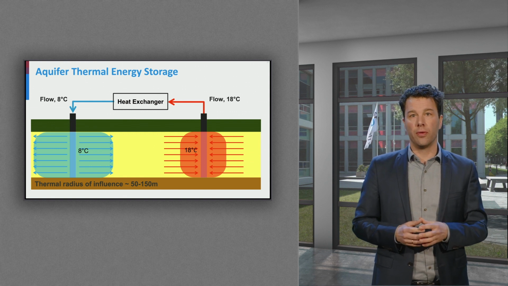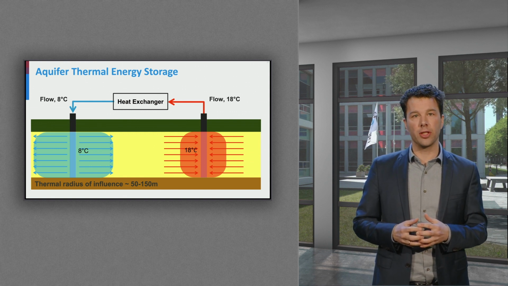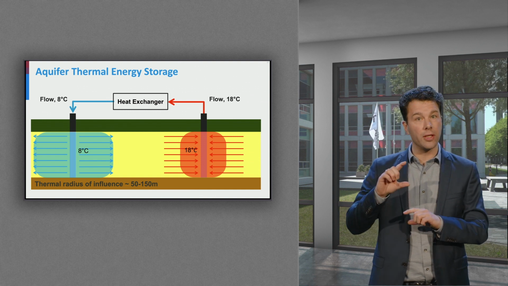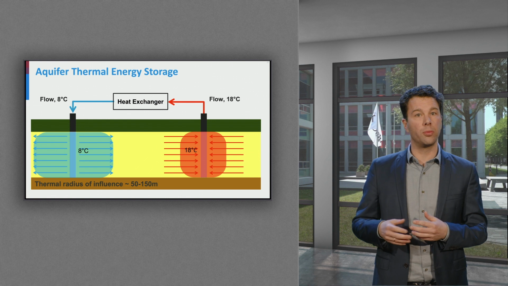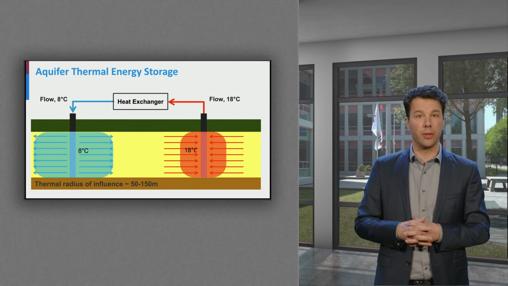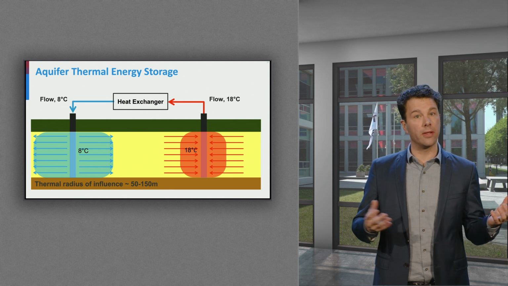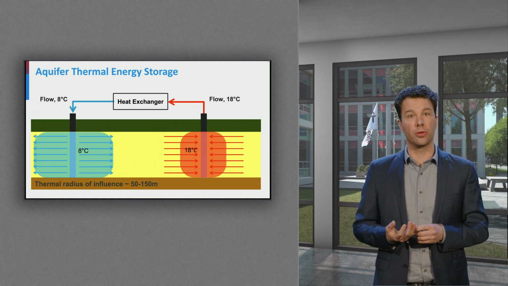The radius of the volume affected by the temperature changes is about 50 to 150 meters and depends on the aquifer thickness and the storage volume required to provide the heating or cooling to the building. The distance between the wells must be large enough to prevent a negative interaction between the warm and the cold zones.